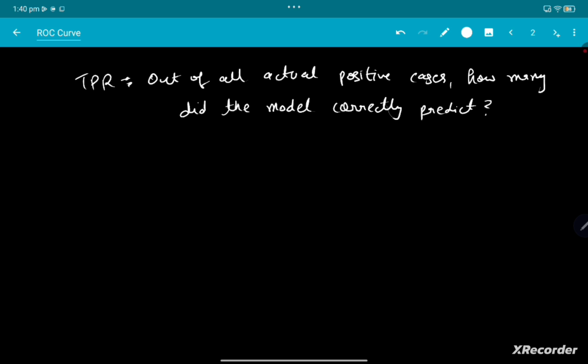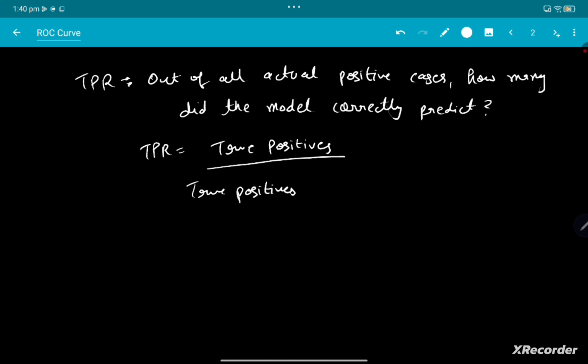Its formula is true positives divided by true positives plus false negatives.